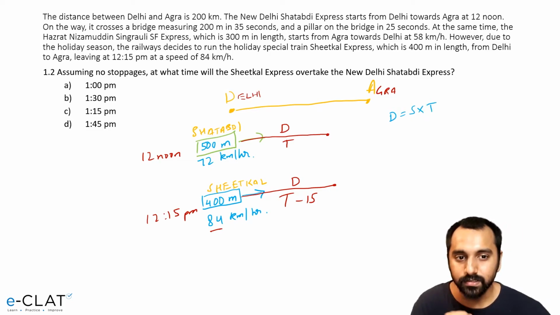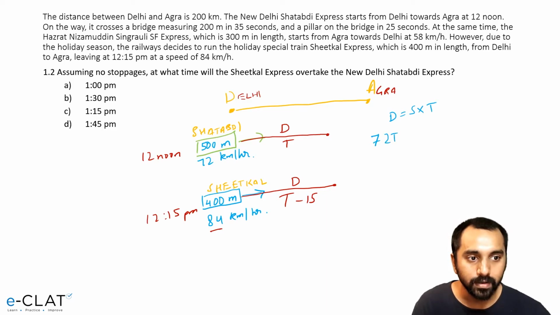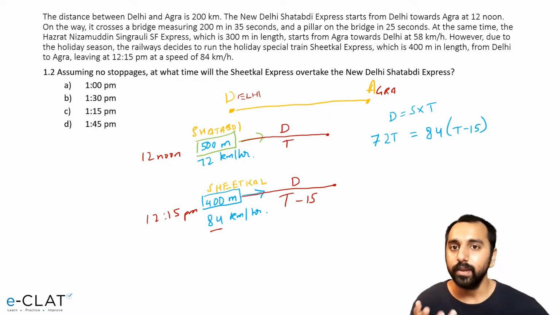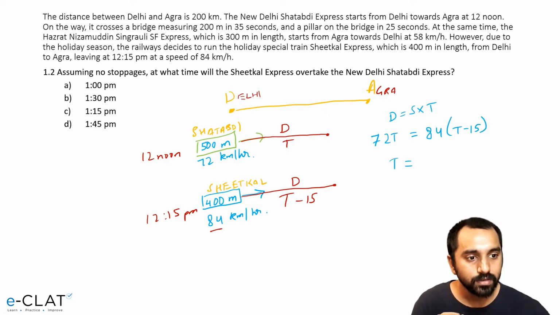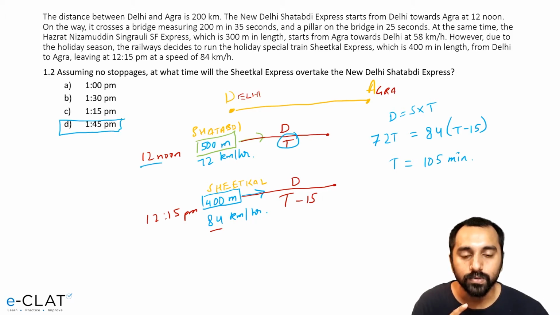So what is the distance by Shatabdi? It would be 72 times t. Okay, and what is the distance traveled by the Sheetkal? It would be 84 times (t minus 15). Now I have my equation, and when I solve this equation, the answer of t would be 105 minutes. The d part, which is 1 hour and 45 minutes.